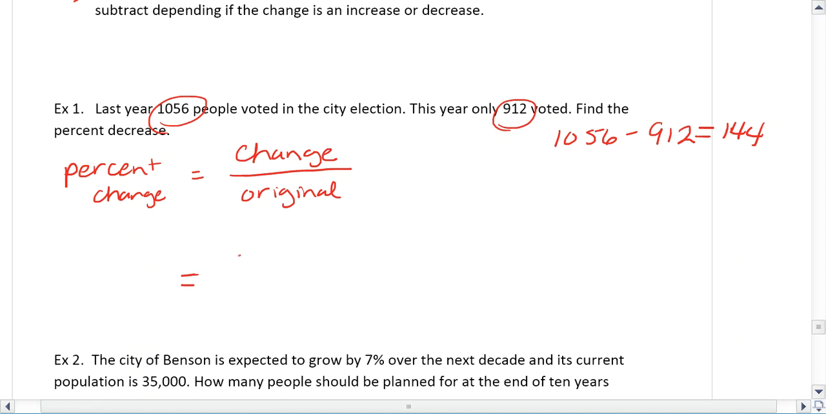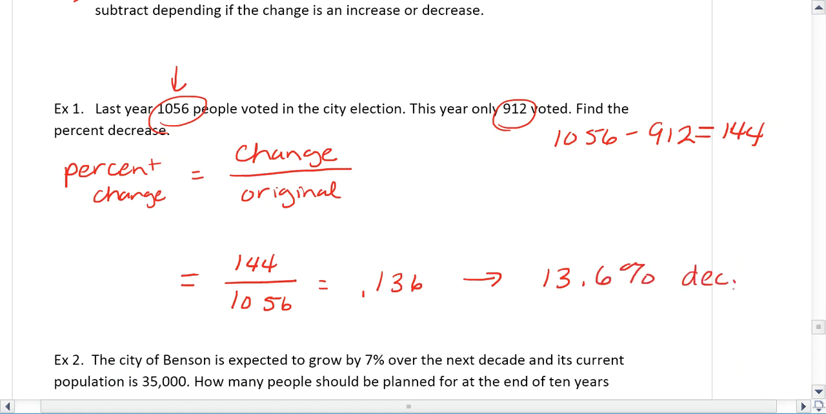So we take that 144, put it in the numerator, divide it by the original. The original is the first piece of information we're given about this problem. So it was the last year people. So that's what we want to divide by. And if we divide that, we get 0.136, and then this gives us a 13.6% change. In this case, it's a decrease in the number of voters.